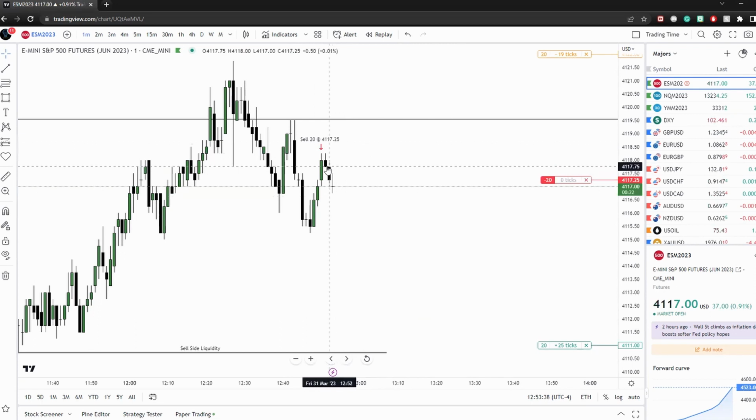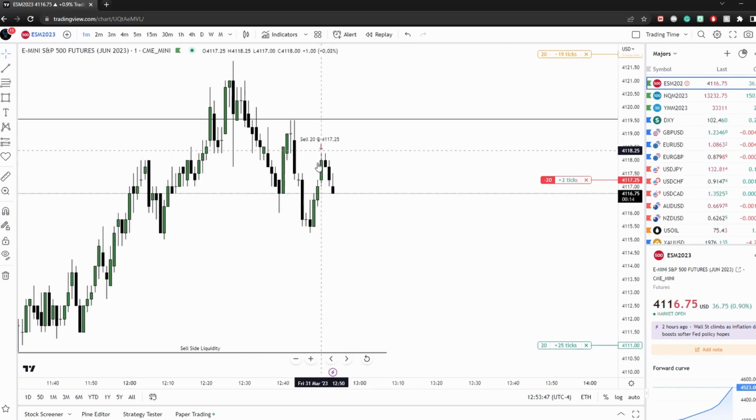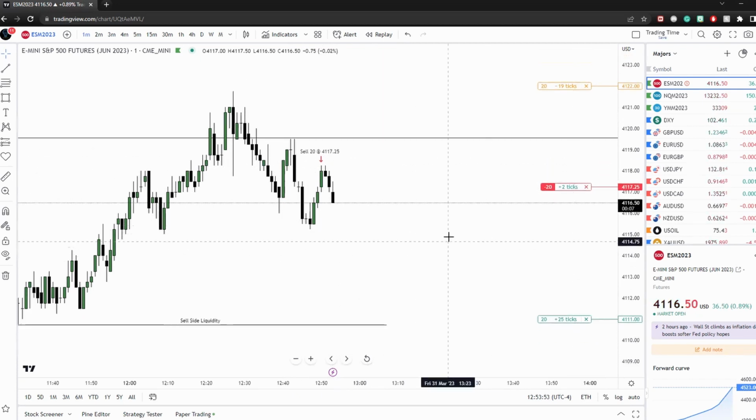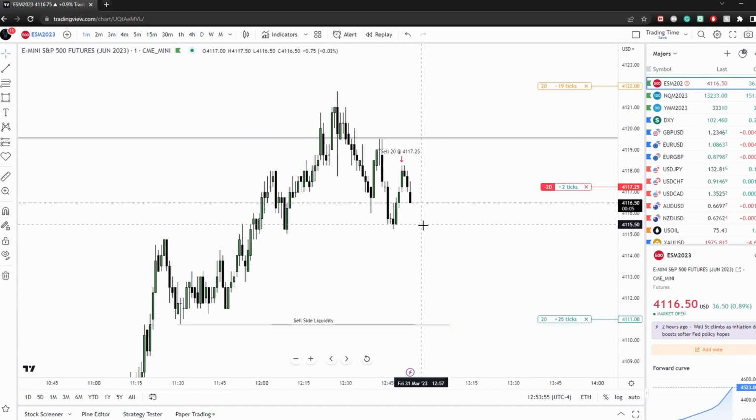Very, very solid move lower. So entry was a little bit early at the 50. This is a little premium. Better entry would have been up here, but let's just say we got this in here and we're trading down here to a sell side level, discount down here is what we're looking for.